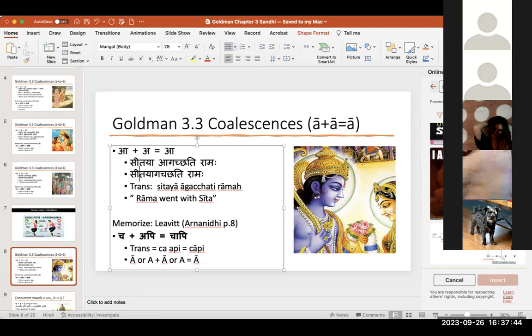Sitaya agachati Ramaha. Excellent. Sitaya agachati Ramaha. So this is kind of like in the present. Rama goes with Sita. Now read the second one. Sitayagachati Ramaha. So what's really great that you did right there is you naturally and thoughtfully put the A's together. You've seen how it works. Cha plus uppy, choppy. Read it again, that second one.